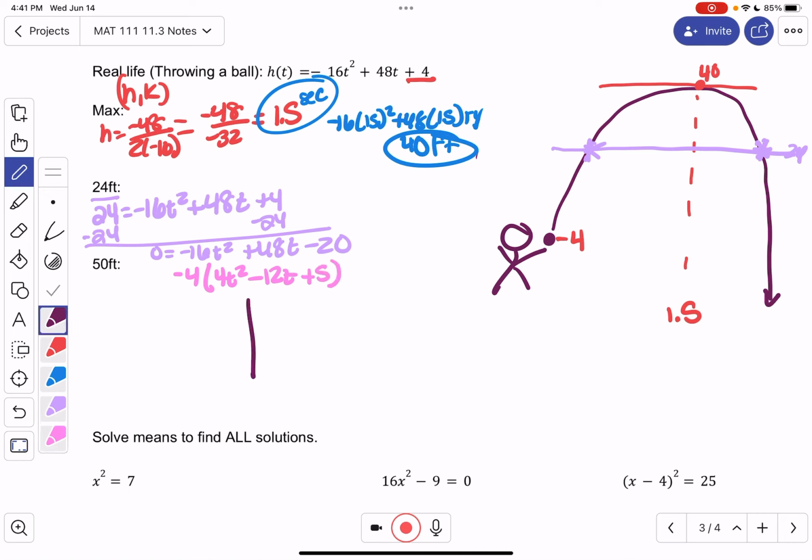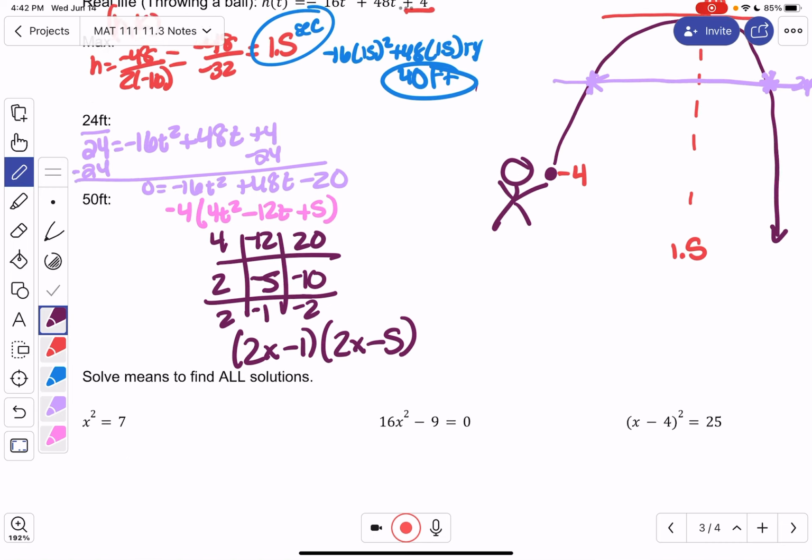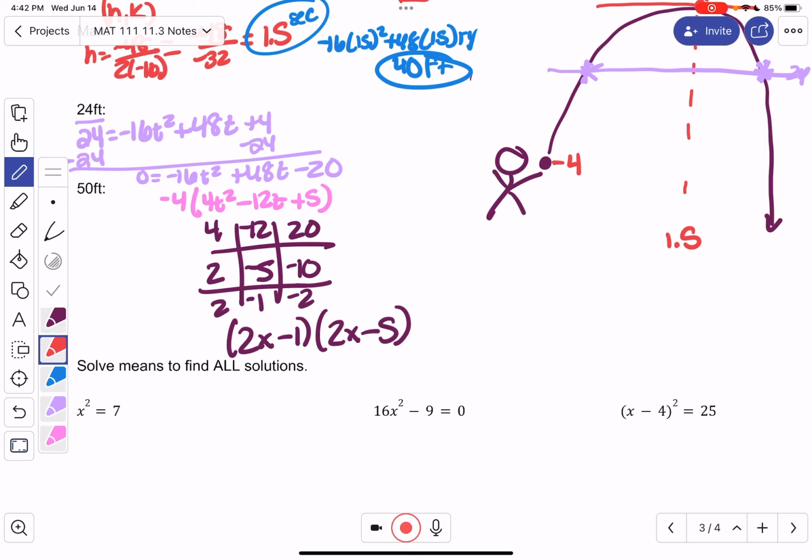If I tic-tac-toed this, I would do a times c. Negative 10 times negative 2 works. Greatest common factor, multiply up, multiply across. We have 2t minus 1, 2t minus 5. If I made those equal 0, this would end up being 1/2. And this would end up being 5 halves, which is 2.5. So at a half second it hits, and at 2.5 seconds it hits on the way back down.